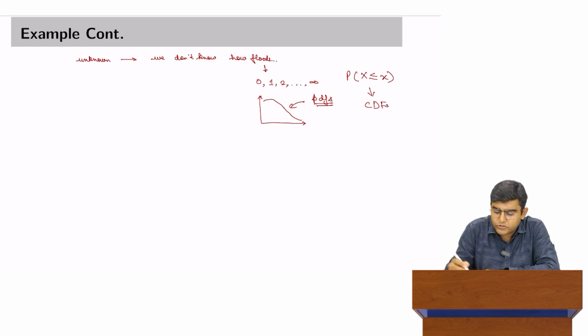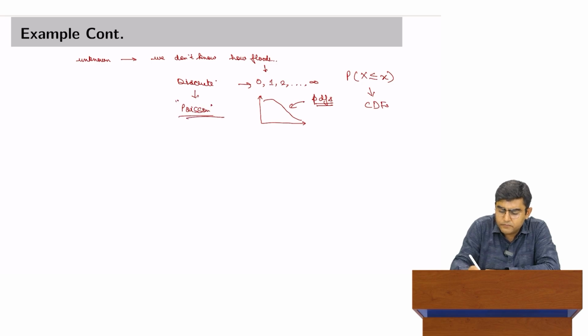But one thing is for sure, that these floods are going to be discrete events. The number of floods are discrete events, and hence it is also given that we are going to use a distribution called the Poisson distribution, which is specifically used to model discrete events. That is one thing. The second thing that we don't know here is, if a flood happens, what is going to be the depth of that particular flood?